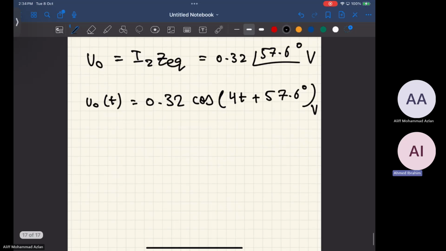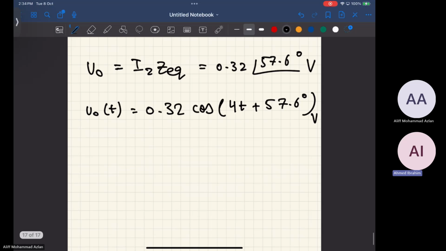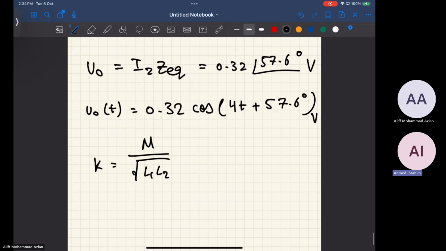Okay. The question is also asking to calculate the coupling coefficient. That's just applying the formula. K is equal to M over root L1 L2, which is 1 over root 8. Coupling coefficient essentially just tells you how strongly coupled the two inductors are. So that ranges between 0 and 1, 1 being the highest, which would be a transformer, and 0 being essentially not coupled.